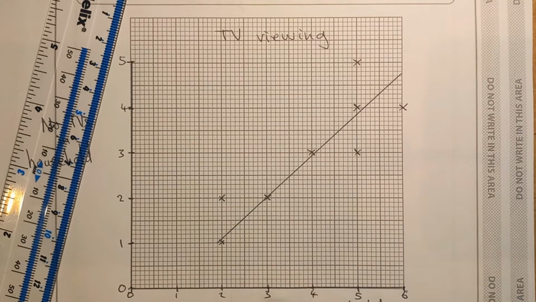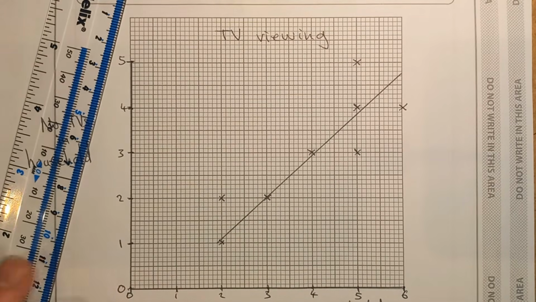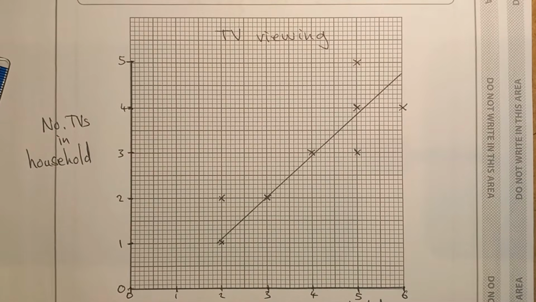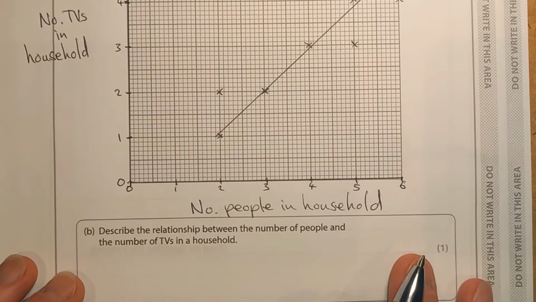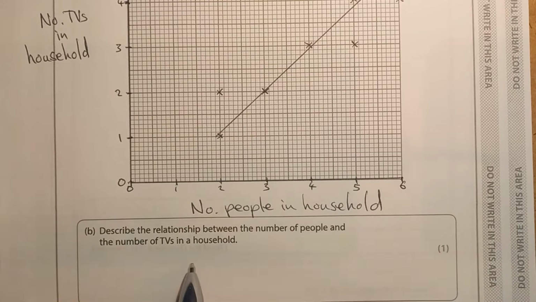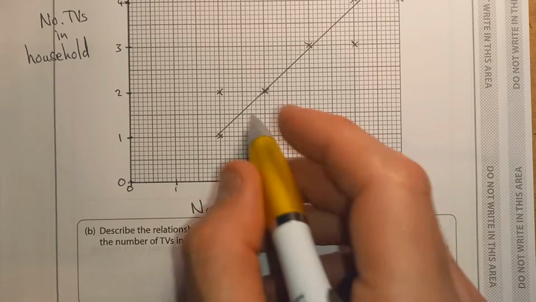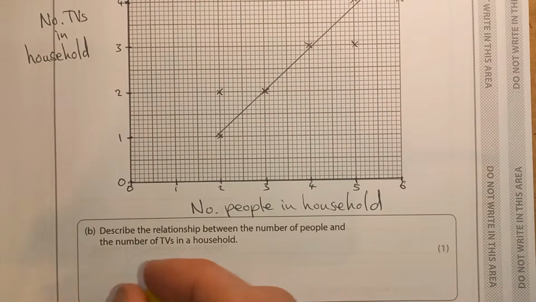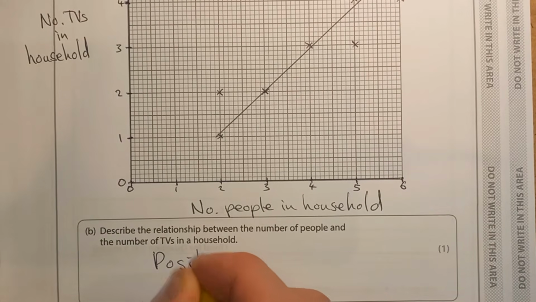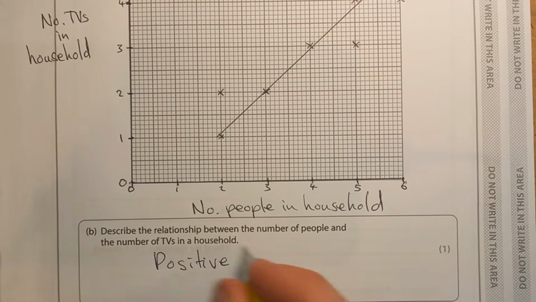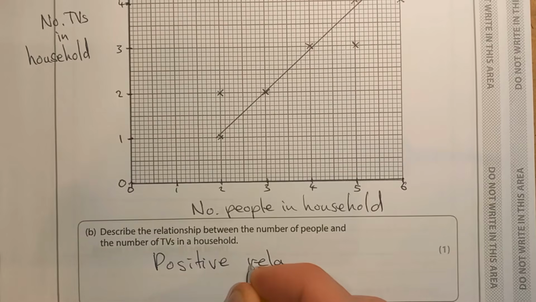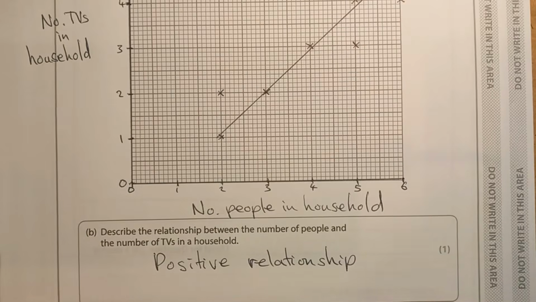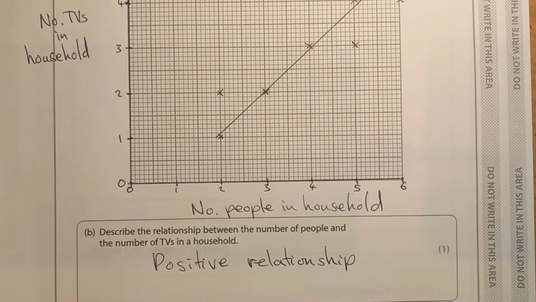Doesn't matter if it goes through some of the points, it doesn't matter if it doesn't. It's just following the overall pattern and roughly in the middle. Okay, so we've got our line of best fit, but it's asked us to describe the relationship. Well, as the number of people in the household goes up, so does the number of TVs. So we'd say it's a positive relationship. We could say a positive correlation otherwise.